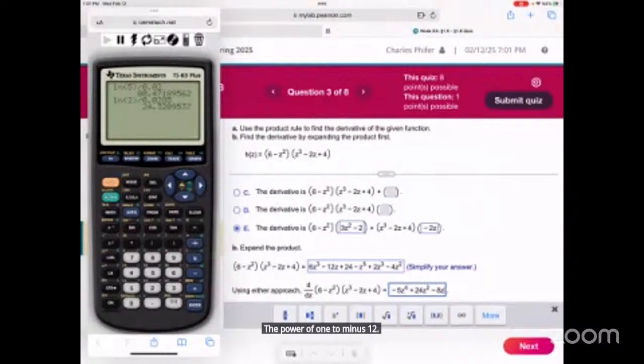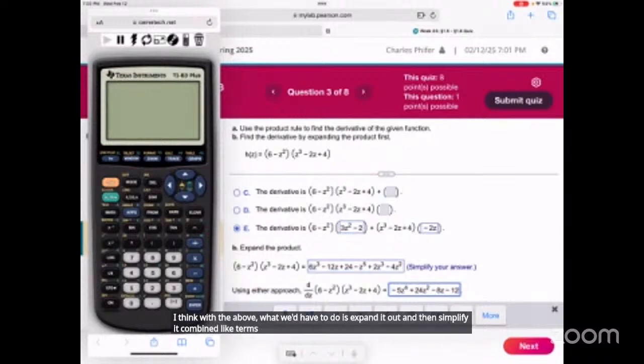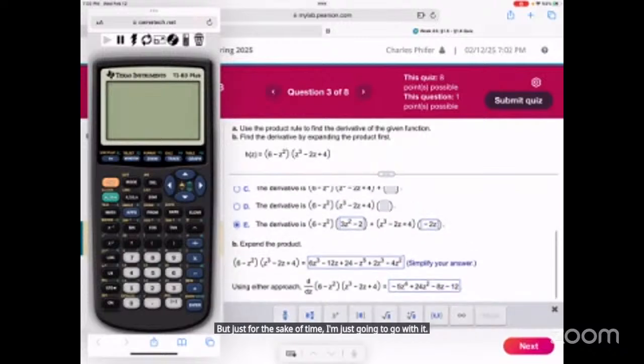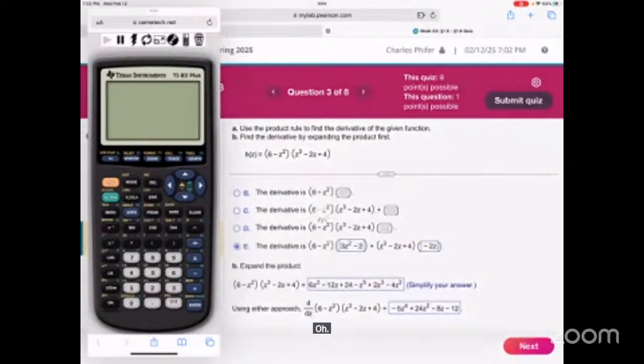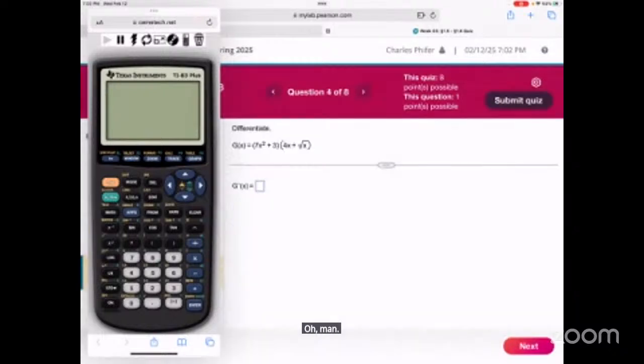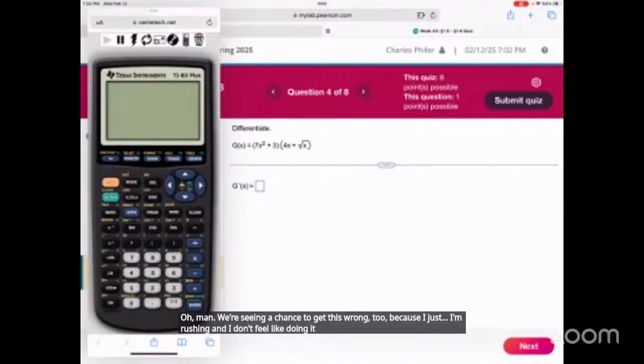And the derivative of a constant is 0. So with the above, the like terms, I think with the above, what we'd have to do is expand it out and then simplify, combine like terms, then we should get this result. But just for the sake of time, I'm just going to go with it. Oh, man. Oh, we stand a chance to get this wrong, too, because I'm rushing and I don't feel like doing it. But anyway, let's keep going.